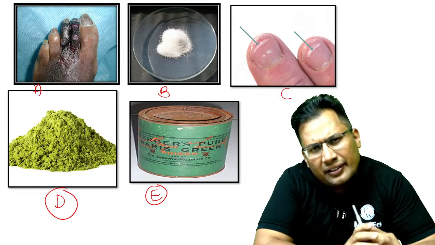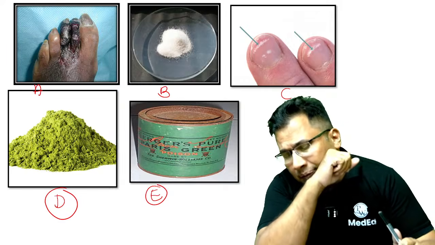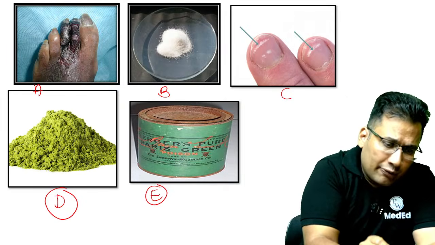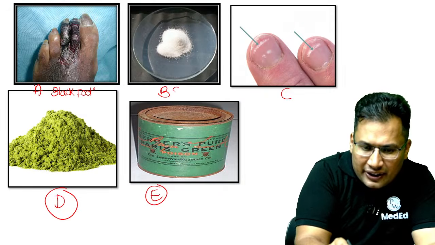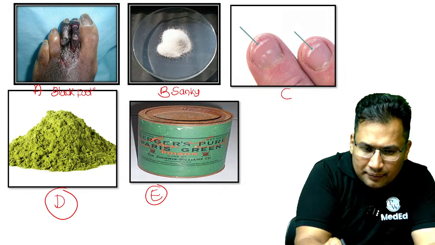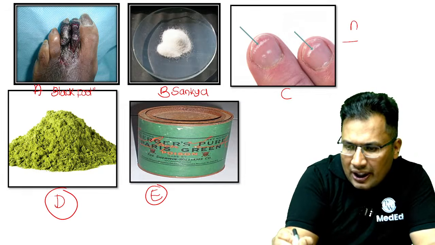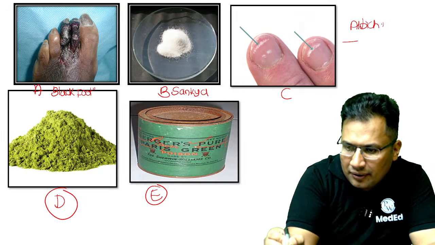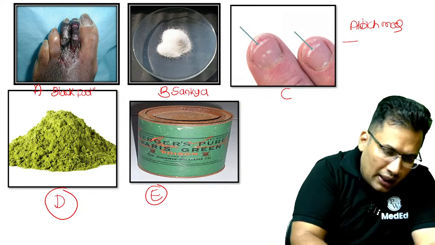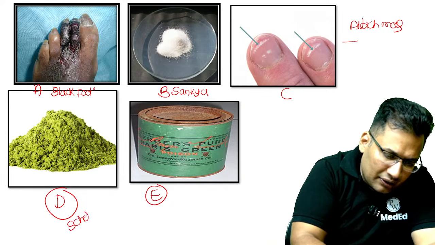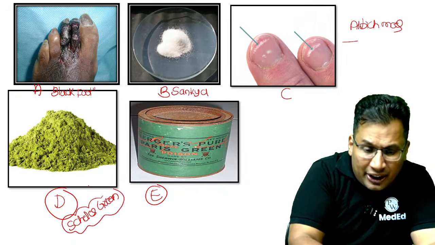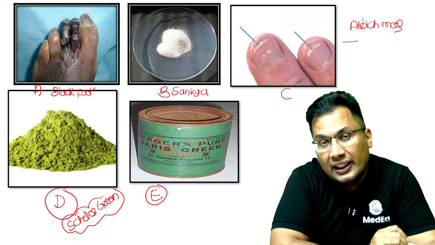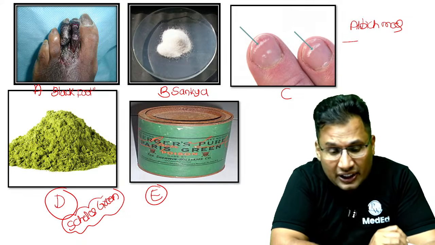Can you identify these images related to arsenic poison? The first image is basically black foot disease. The second image, Sankhya or Somalkar. The third image, Aldrich-Mees line. And this is Scheele's green. Scheele's green is a combination of copper and arsenic. It is green in color. It is used as a coloring agent.